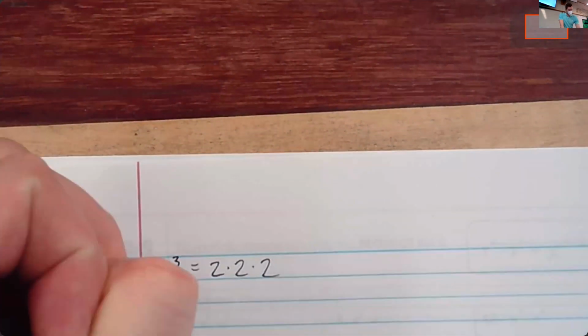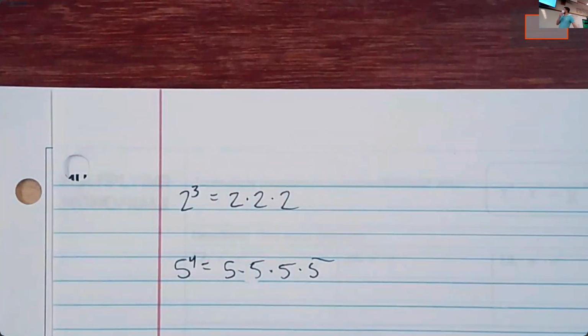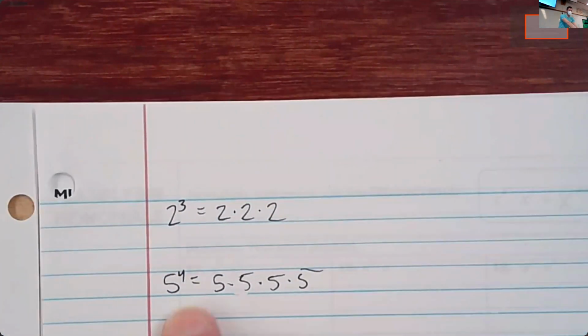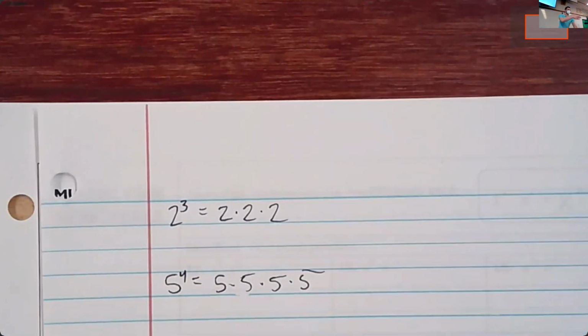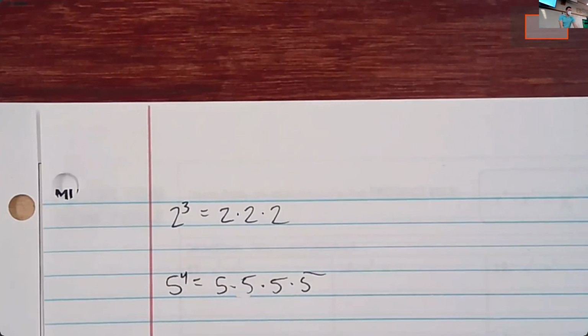5 to the fourth power would equal 5 times 5 times 5 times 5. So it's just the number multiplied by itself, however many times the exponent says. You learned that, I'm probably sure, back in middle school, maybe even before that in grade school. So what we're dealing with today is what happens if you end up with something like 2 to the third power times 2 to the fourth power.